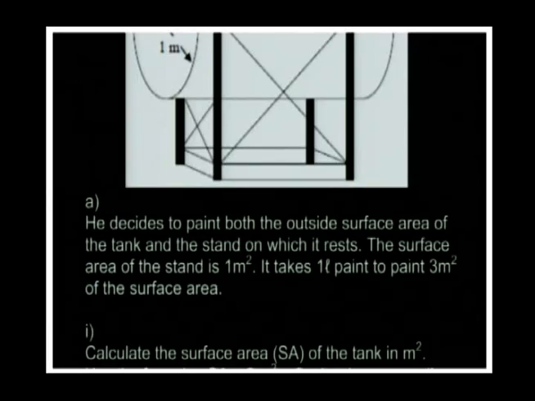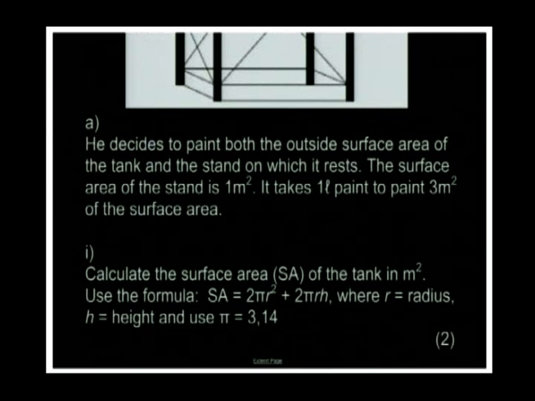Right. So let's go through this. Obviously then, if that's what we're going to do, I have to find the surface area of that tank. So let's go for it. It says, calculate the surface area of the tank in meters squared. Use the formula: surface area equals 2πr² plus 2πrh, where r is the radius, h is the height, and use π as 3,14.